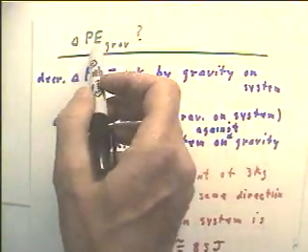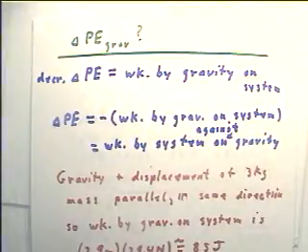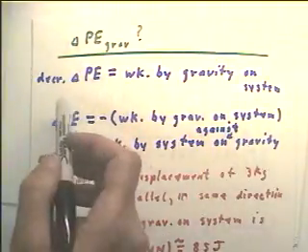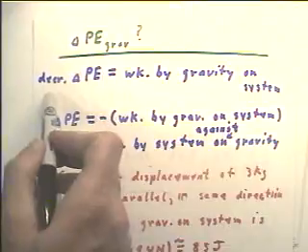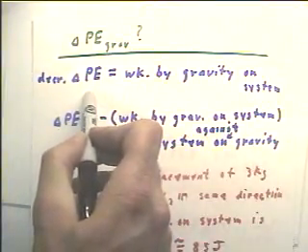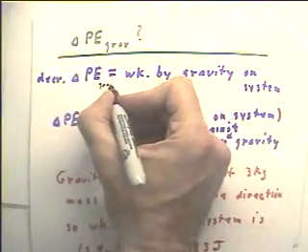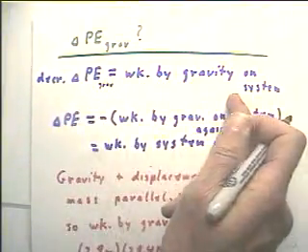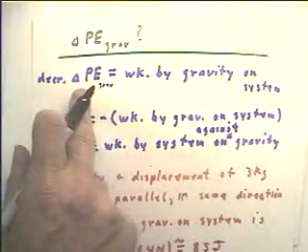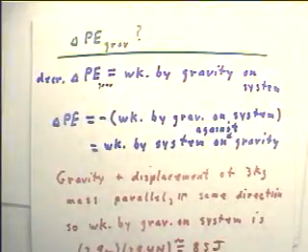Now we ask, what's the change in the gravitational potential energy of the system? Well, the decrease in gravitational potential energy is the work done by gravity on the system. So when gravity does positive work on the system, the potential energy decreases. When gravity does negative work on the system, the potential energy increases.